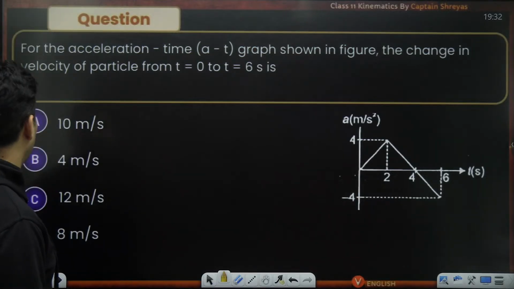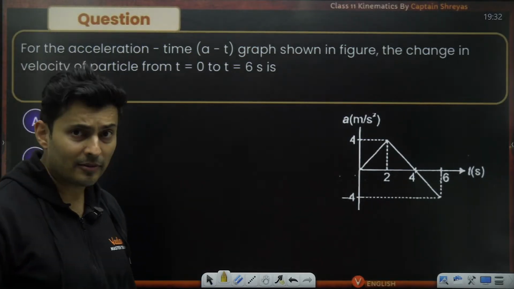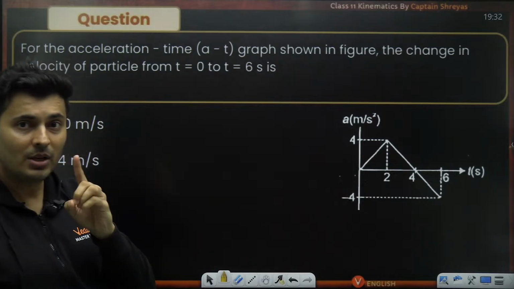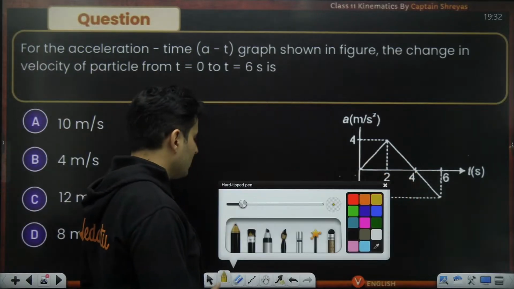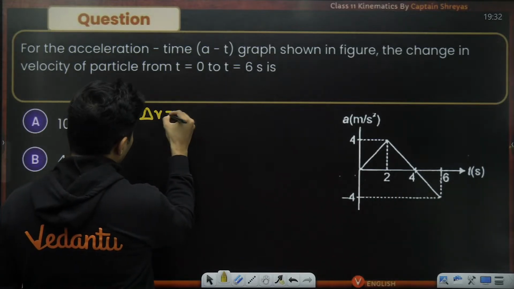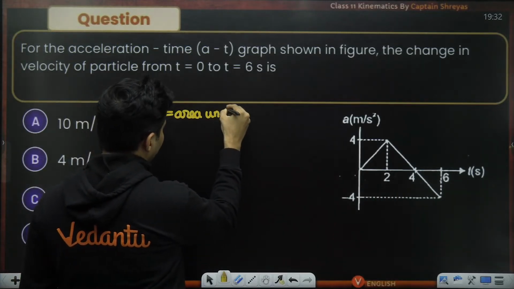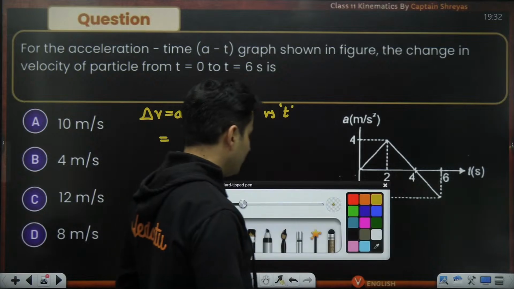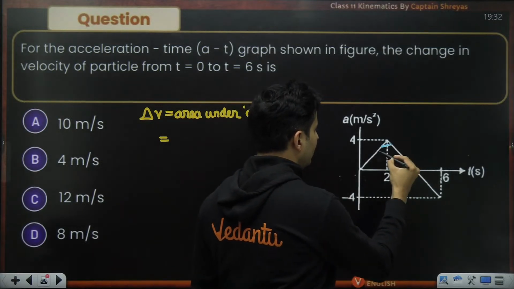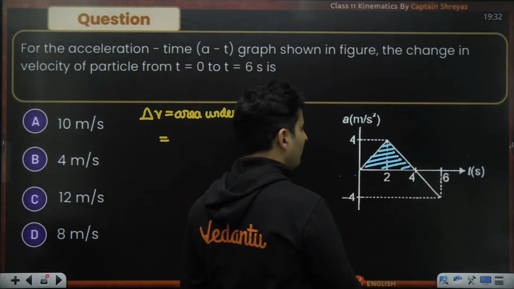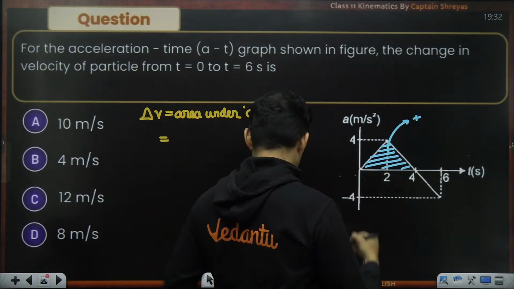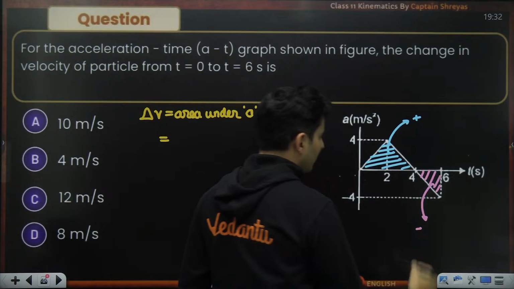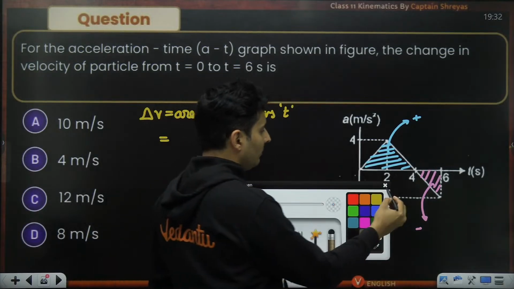For this acceleration time graph shown in the diagram, the change in velocity of the particle from 0 to 6 seconds. Be careful, 0 to 6 seconds. Change in velocity is the area under the acceleration versus time graph. Now comes the tricky part. If you consider this particular area, it's on the upper side, which is obviously positive. But if you consider this area, it's below, so it should be negative. Let's be mindful of that.